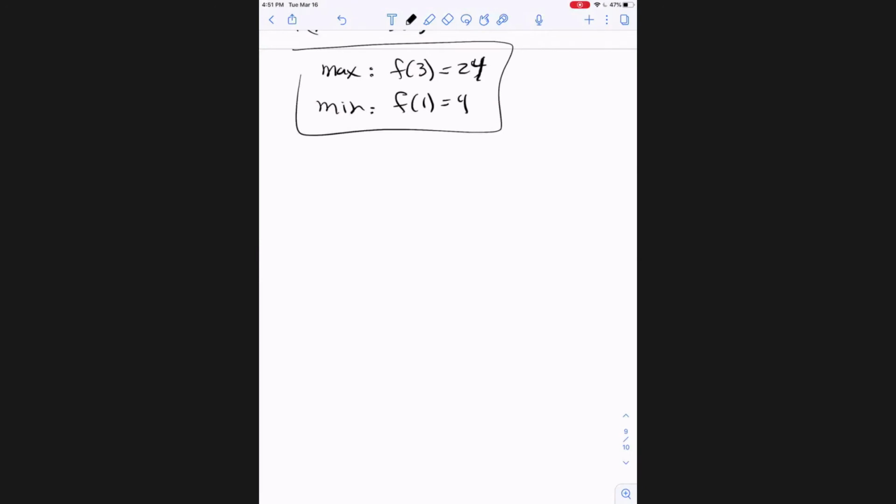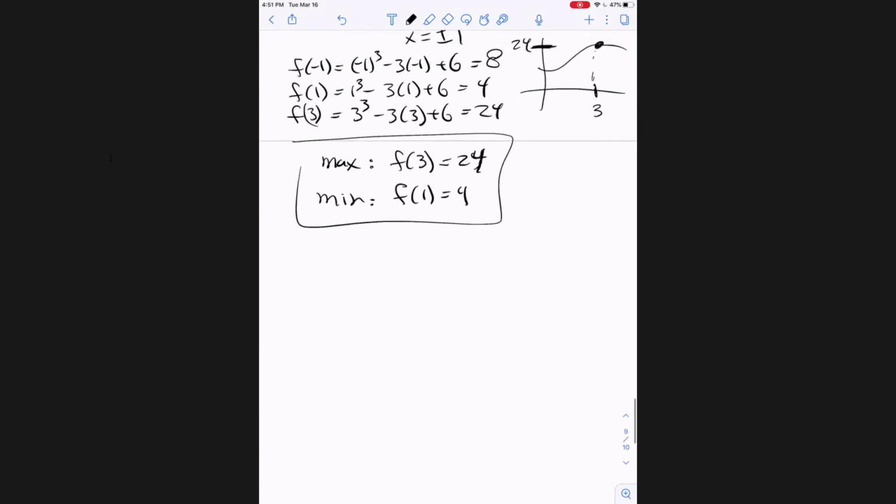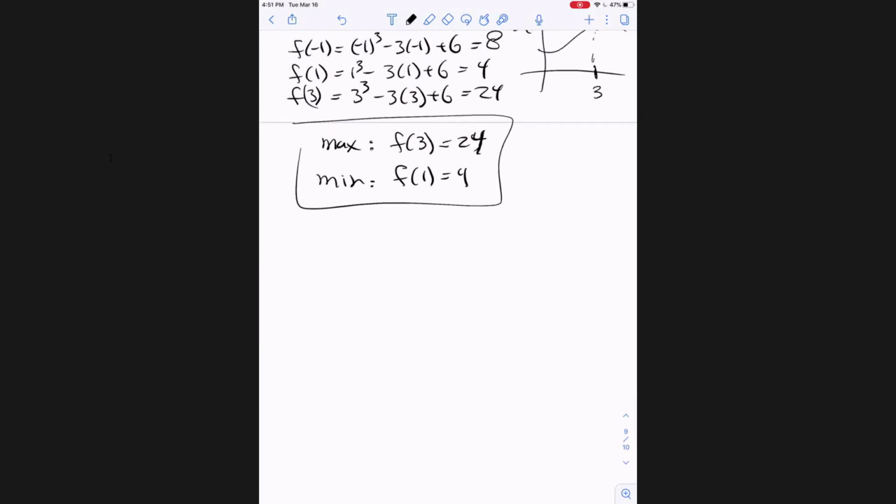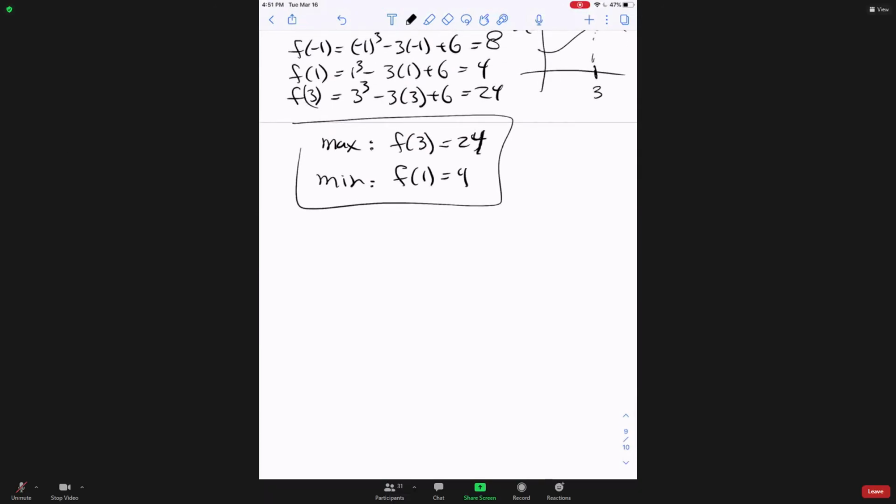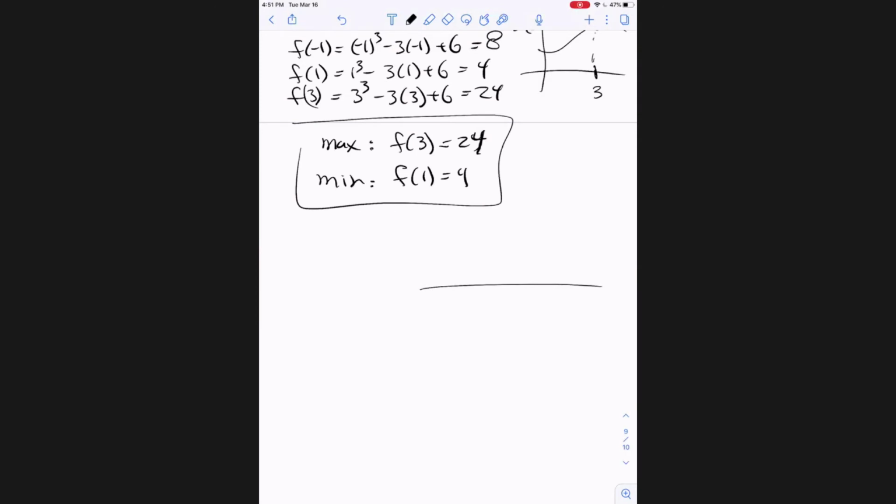All right, let's do one more here. Oh, by the way, before I do this next one, I want to explain why it's needed that you have a closed interval. When I say you're guaranteed a max and a min as long as you have a closed interval, here's the reason why.